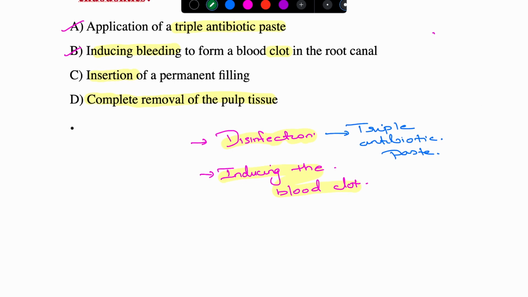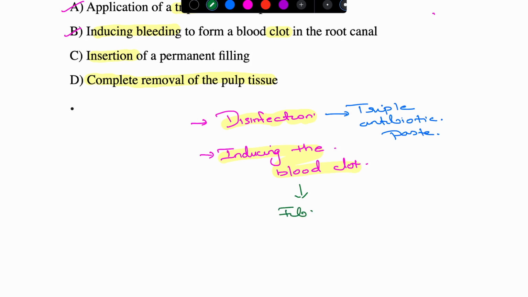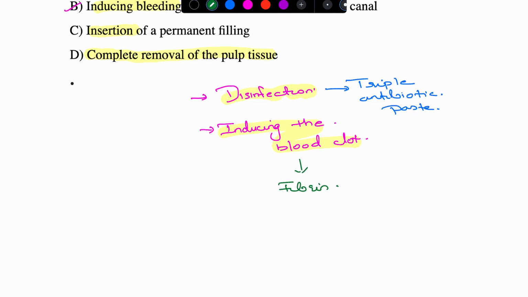So what is the purpose? Basically, you induce bleeding within the root canal. Okay, and this blood clot, please note, this contains fibrin. We already discussed fibrin is among the natural scaffold, isn't it? So this contains, you know that the blood clot contains fibrin. So this acts as a natural scaffold. Now what does it do? What does scaffold do? This helps in the migration and growth of stem cells.